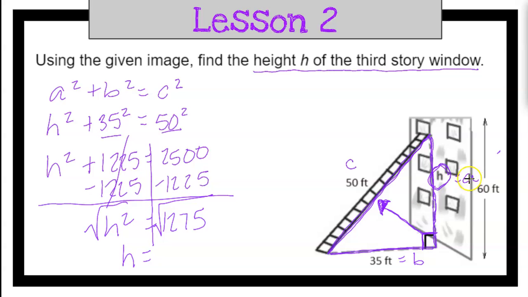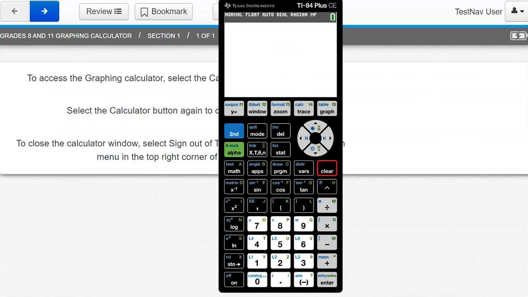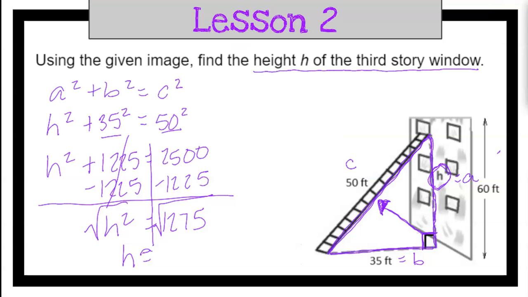For this one in the situation, the best answer is going to be a decimal approximation. So we're going to use our calculator. Second square root, so this button right here gives us that square root, 1275. Press enter, and we get approximately 35.71.